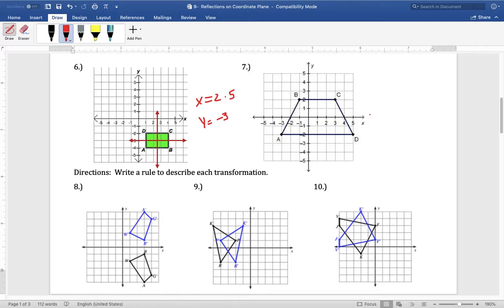Okay. Finally, we've got this last trapezoid, and remember with trapezoids, they only have 1 line of symmetry, and we would have this line right here, vertical line, and that would be x equals 1.